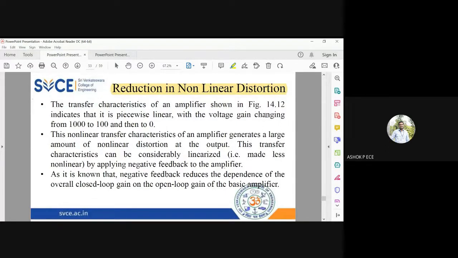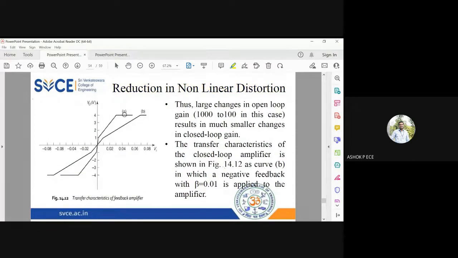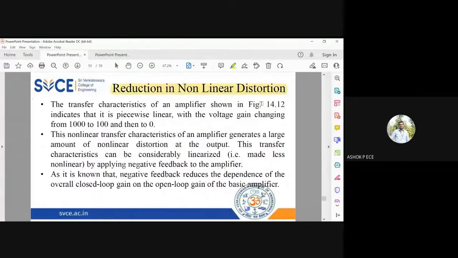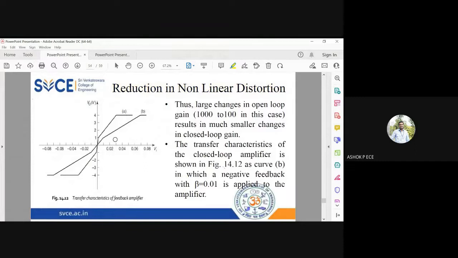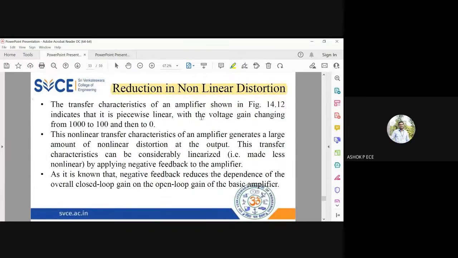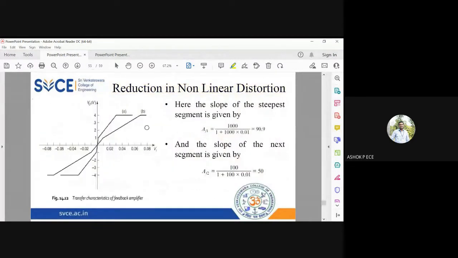So we are going to take an amplifier which is going to have these characteristics. In figure 14.2, it is piecewise linear. The voltage gain is changing from 1000 to 100, and then to 0. You can see the graph, it is increasing, decreasing, and then steeply. So you have so many portions of this graph. It is not completely linear. You call it piecewise linearity.